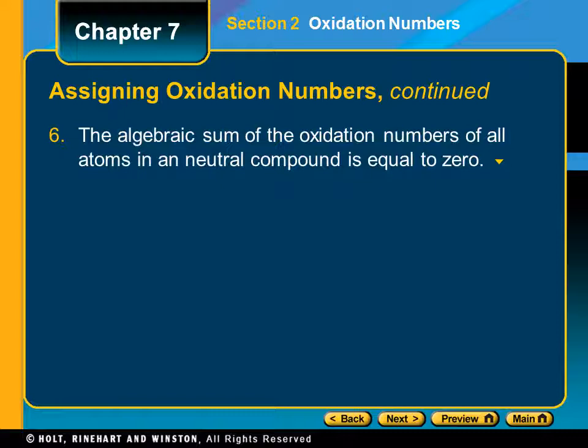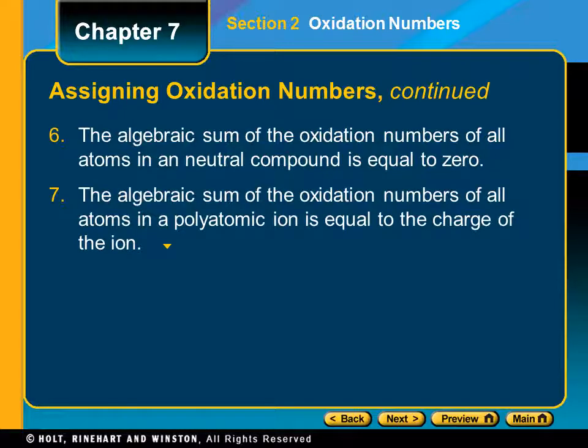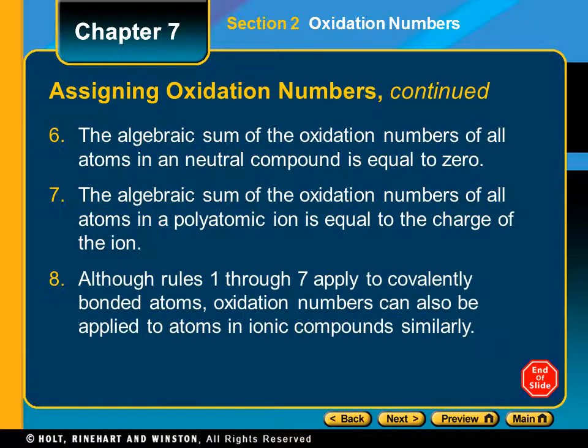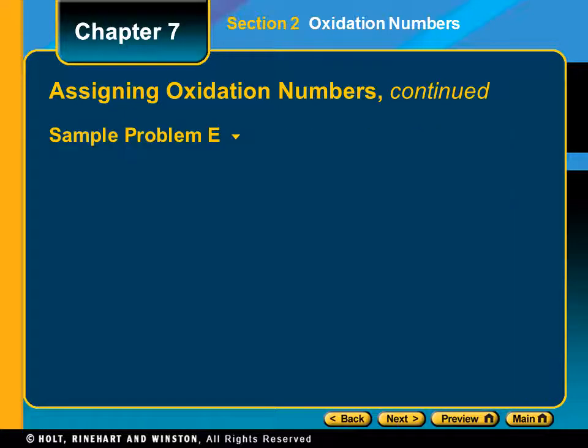The algebraic sum of the oxidation numbers of all atoms in a neutral compound is equal to 0. The algebraic sum of the oxidation numbers of all atoms in a polyatomic ion is equal to the charge of the ion. Although rules 1 through 7 apply to covalently bonded atoms, oxidation numbers can also be applied to atoms in ionic compounds similarly. So, those are the rules. Again, guys, another list to memorize.